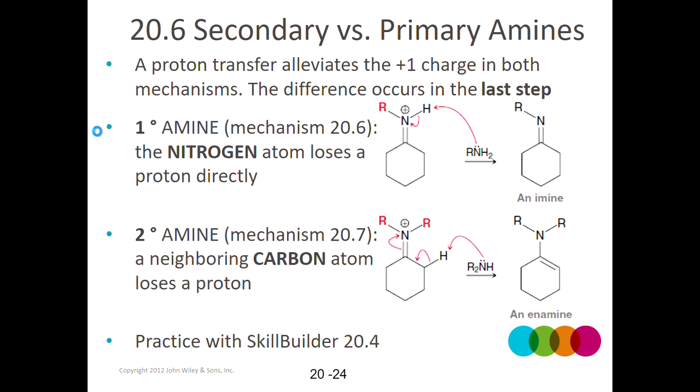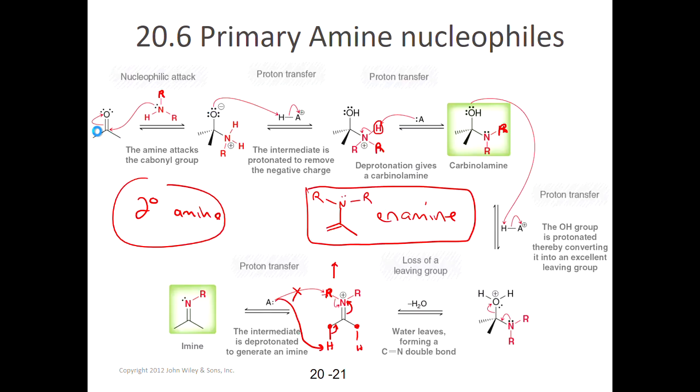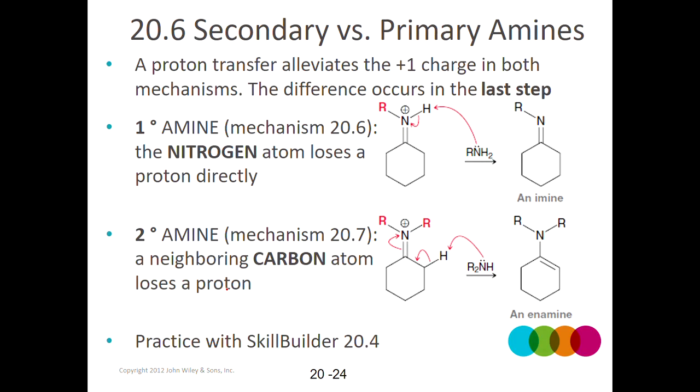And so that's shown here, right? So here's the key difference. As we just showed in this mechanism, with a primary or secondary amine, the mechanism is unaffected all the way up until this last step. The difference is in the last step. And so here's what happens. If I start with a primary amine, there were two hydrogens on that nitrogen to begin with. One was already removed earlier in the mechanism. The second one is removed in the last step to produce an imine.